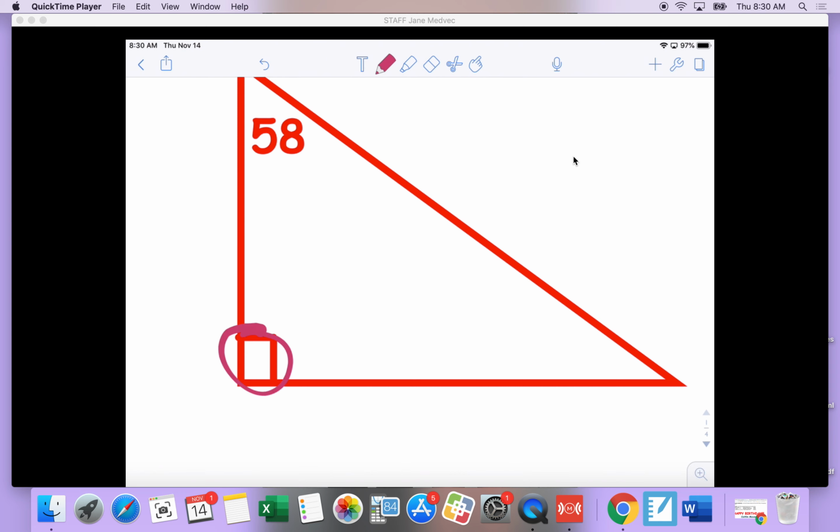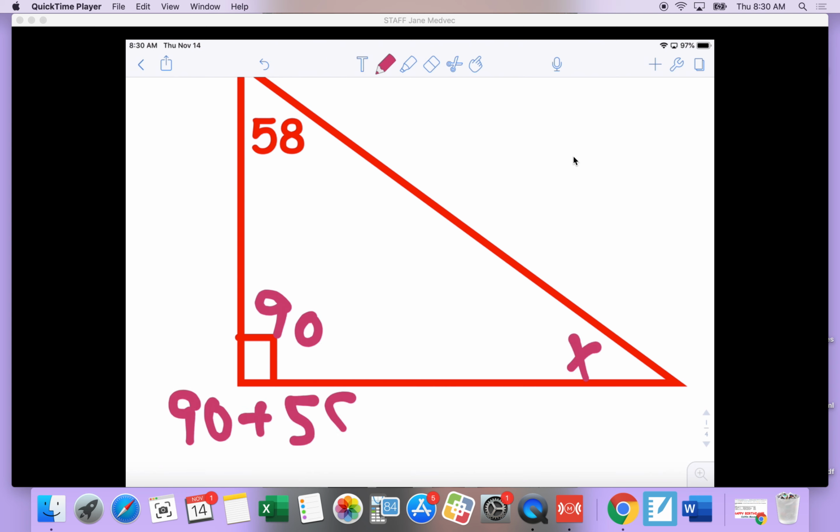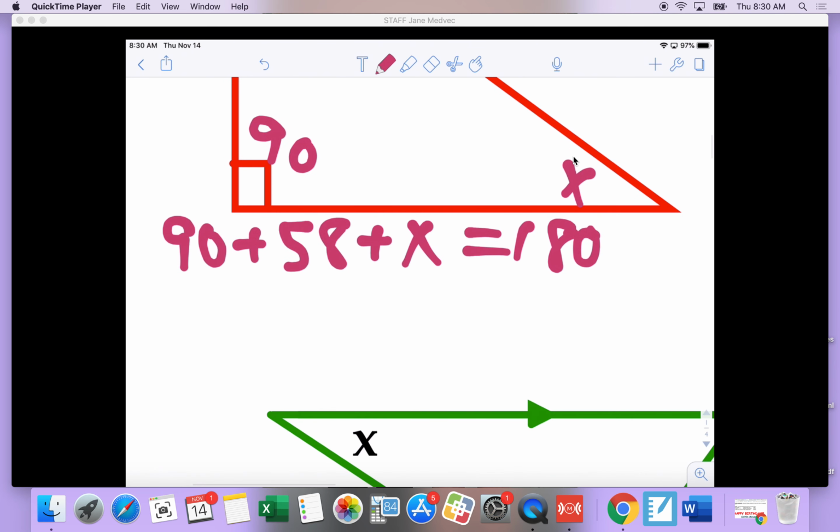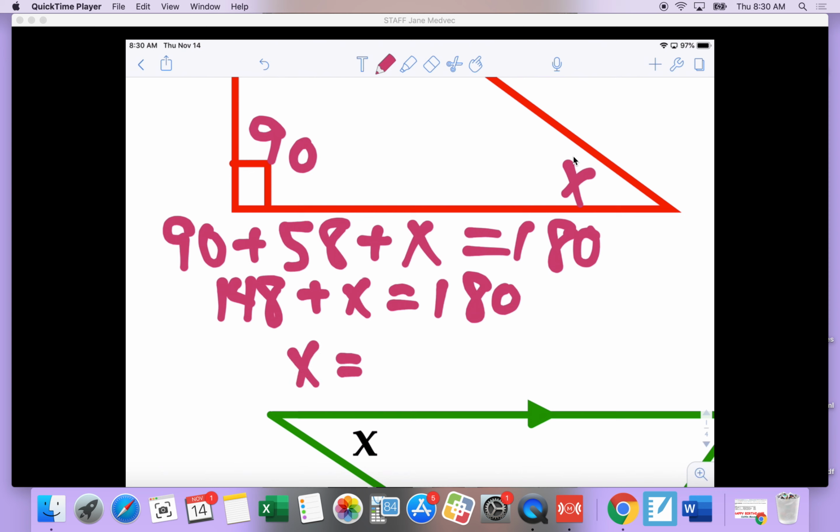What does this little thing mean right there? It's 90 degrees. So if this is 90 degrees, let's call this x. So 90 plus 58 plus x equals 180. Okay, combine like terms, so 148 plus x gives me 180, and x gives me 32 degrees. Don't forget the degree symbol.